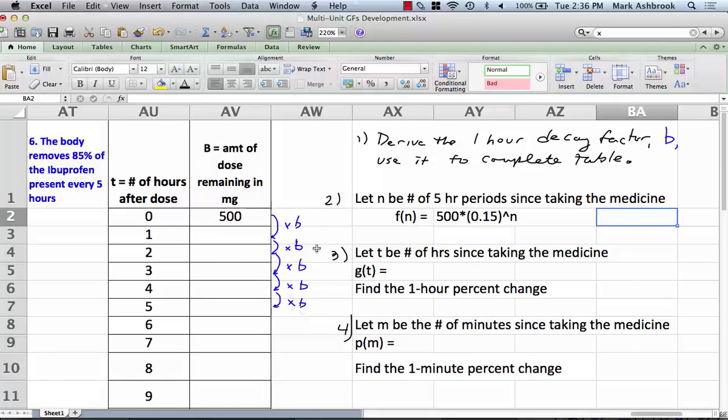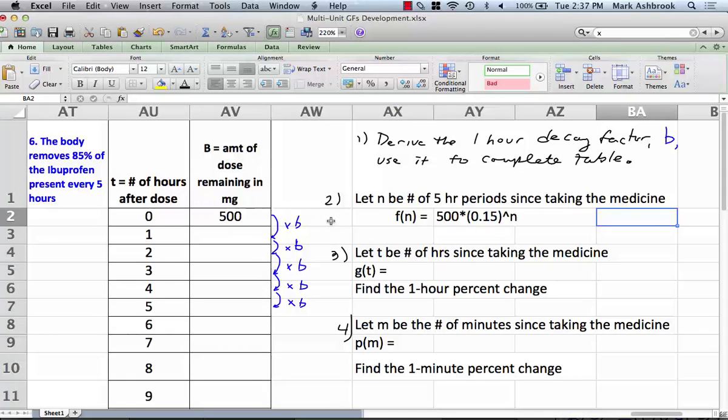I want to derive that 1-hour decay factor, though. How can I actually derive that from scratch instead of just assuming what it is? Diana, do you know? No. Okay. Nadine, either have 500 b to the 5, right? b to the 5 is equal to 0.15.